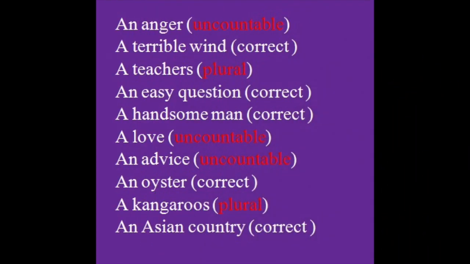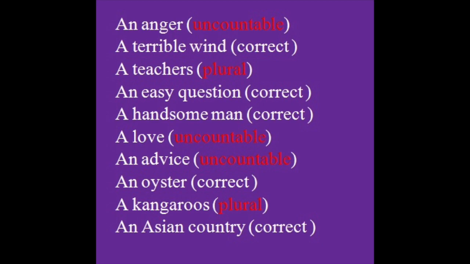Now check your answers. An anchor. It's wrong because anchor we cannot count. A terrible wind. Yes. Wind we cannot count, but a terrible wind we can. A teachers, it's plural. So we can't use there.